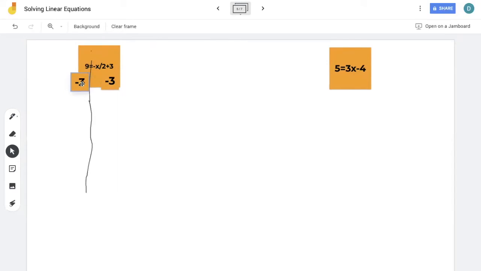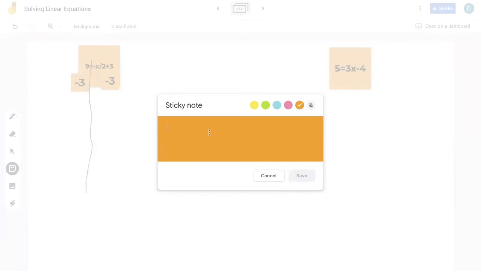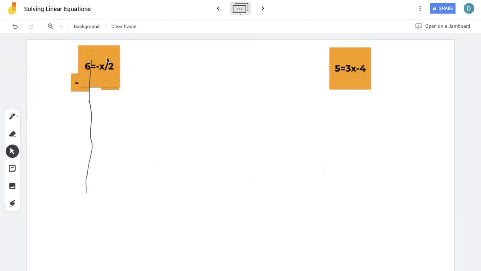Now what I'm going to do at this point is write down where we're at. So 9 minus 3 is what? 6 equals, and what's remaining? Negative x over 2 plus 0. So we'll just say negative x over 2. So this is now our new equation, and these are still equal, so that's a good thing.